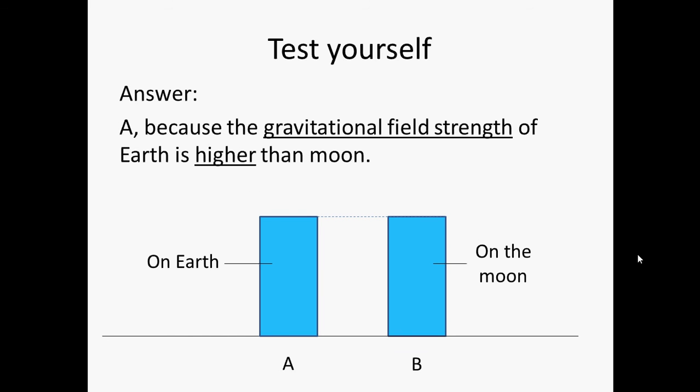The answer is A, because A has a higher gravitational field strength as it is on Earth. Earth has a higher gravitational field strength than on Moon. Okay, they have the same depth, so that's why the only factor is gravitational field strength.